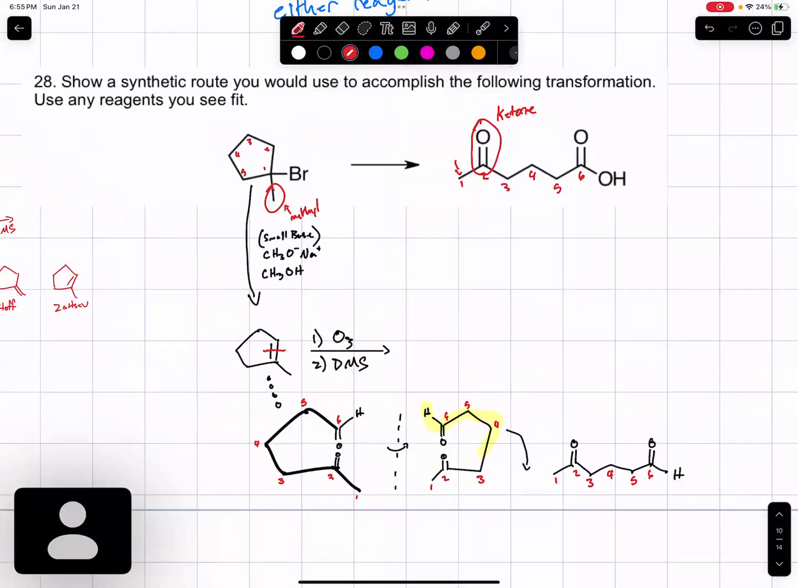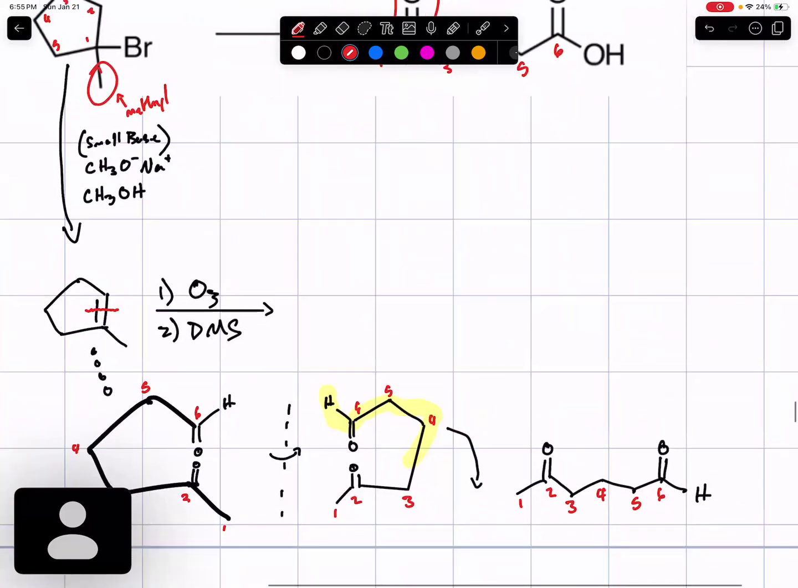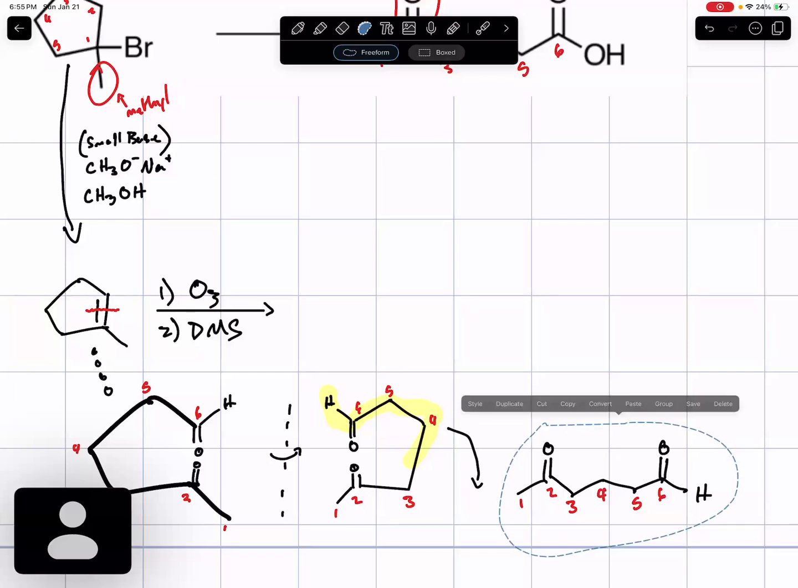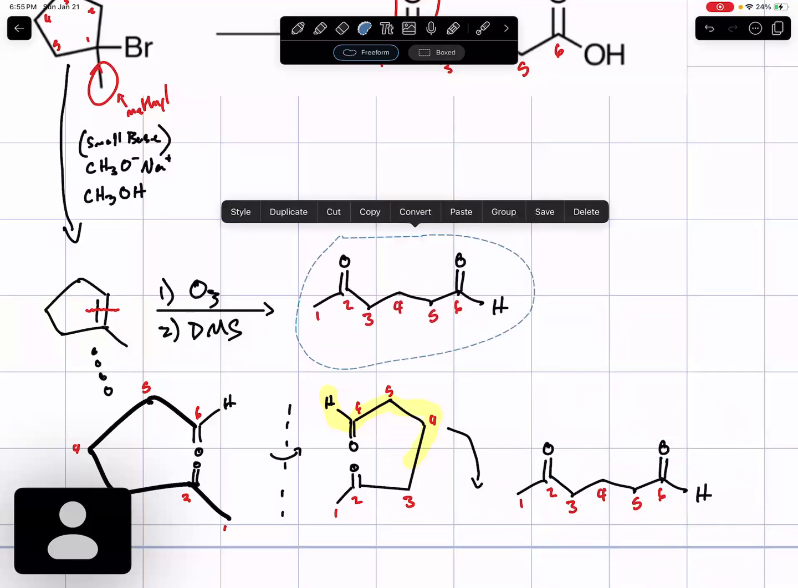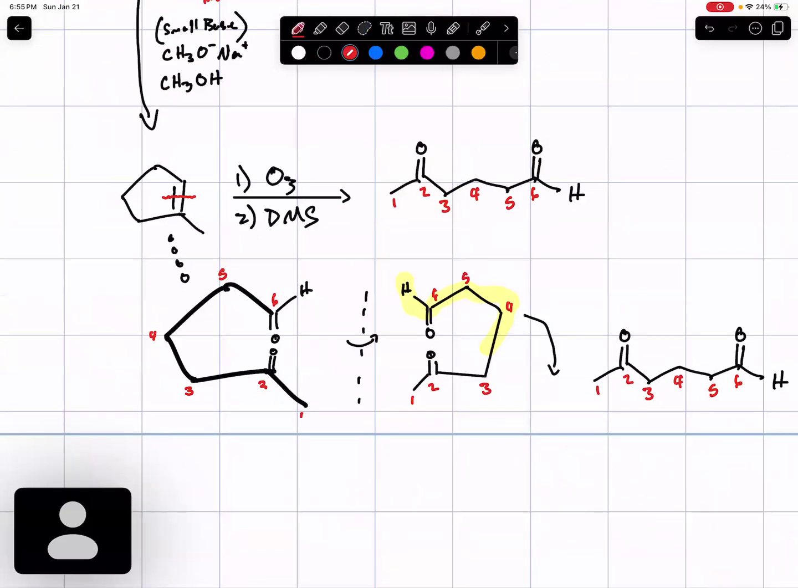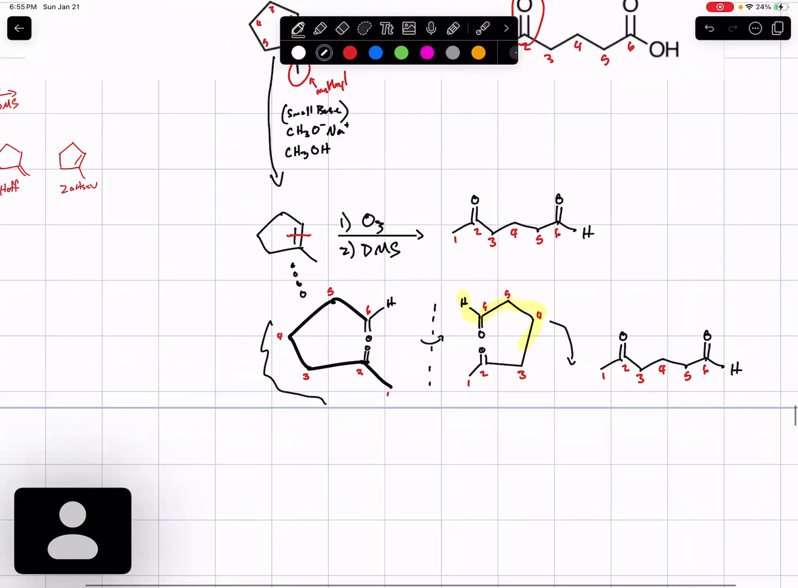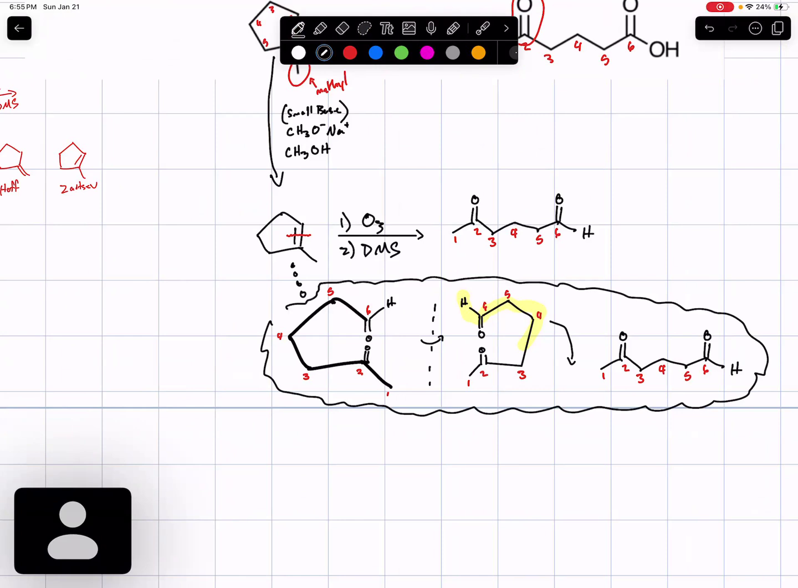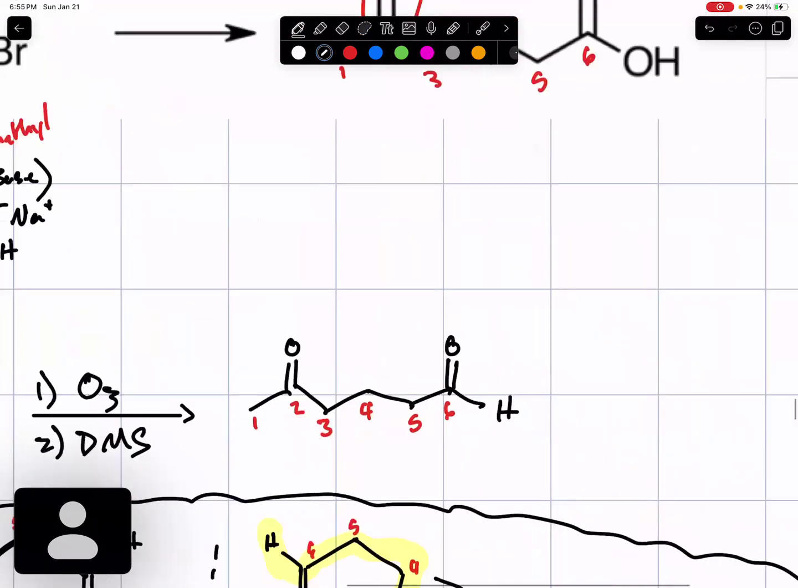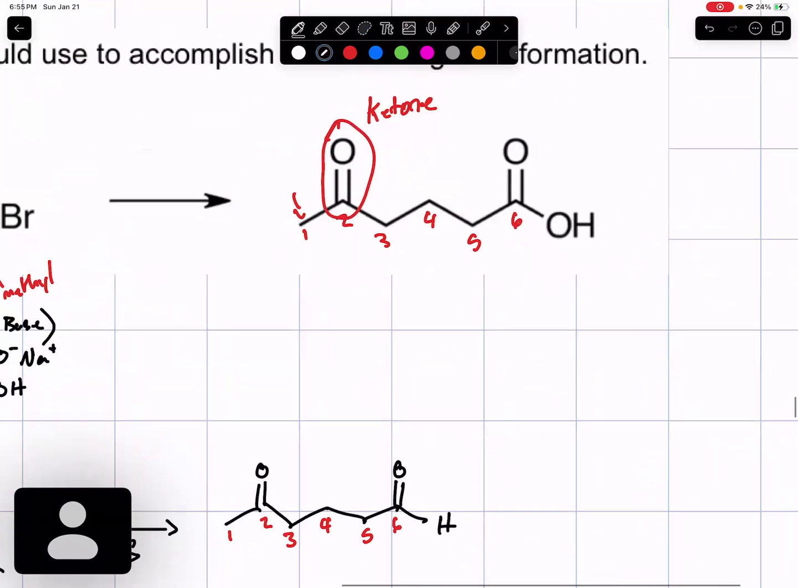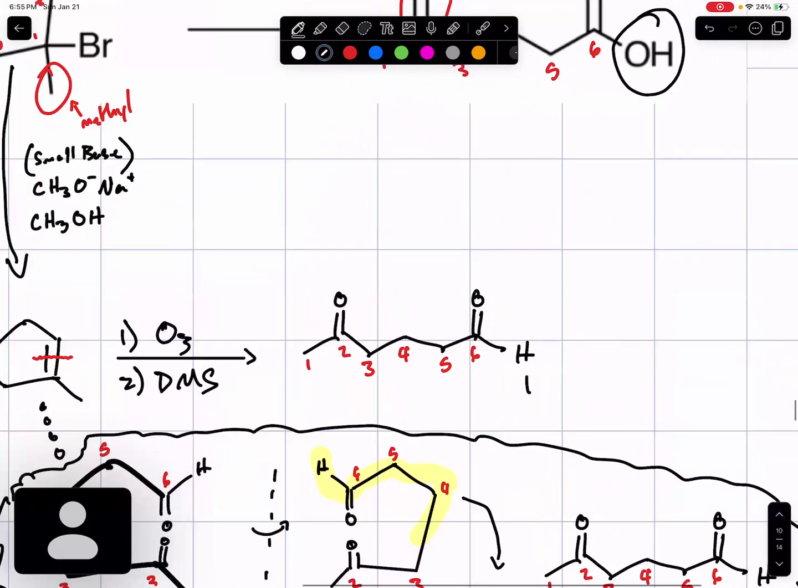Now, does that look like our product? We're almost there, right? We're very close. Let me copy this. And let me just finish the stop bubble. After this step, this is what happened. Okay. So what's our last step, guys? What do we have to do to this? We have to add this OH where this hydrogen is.